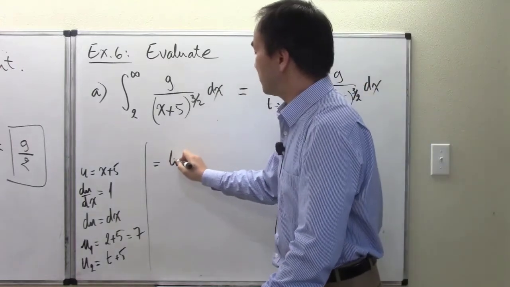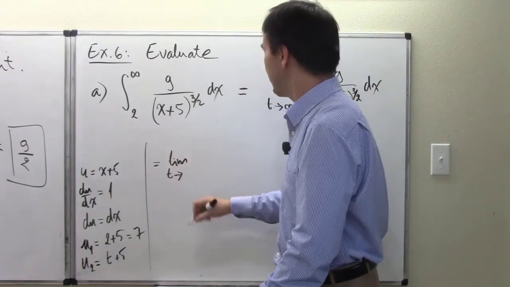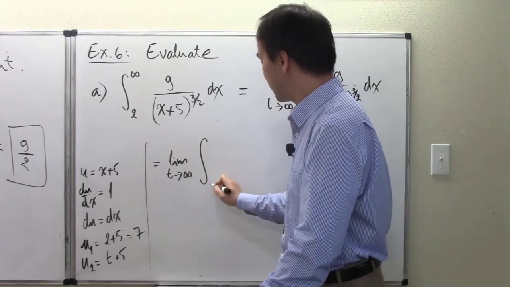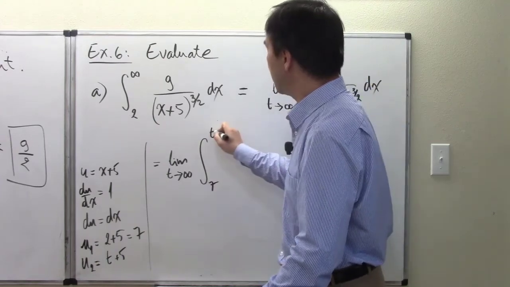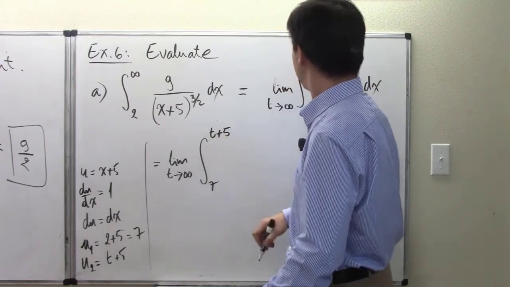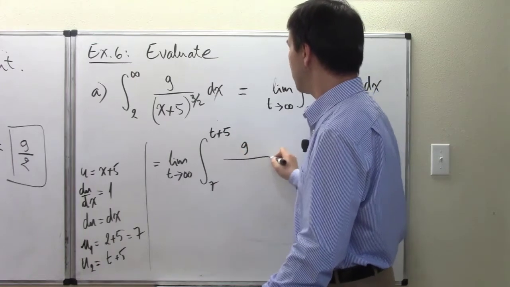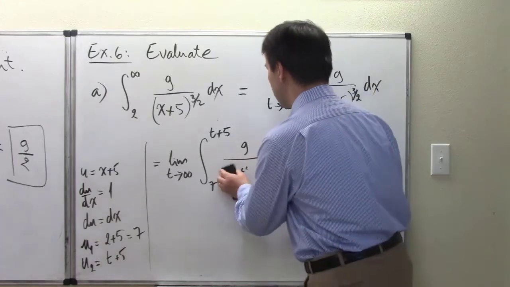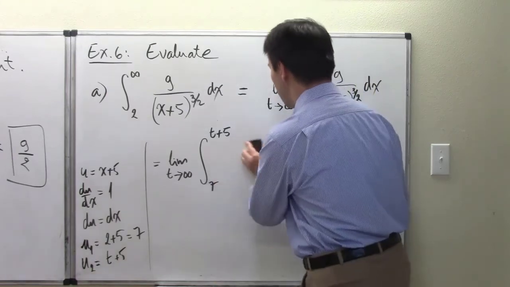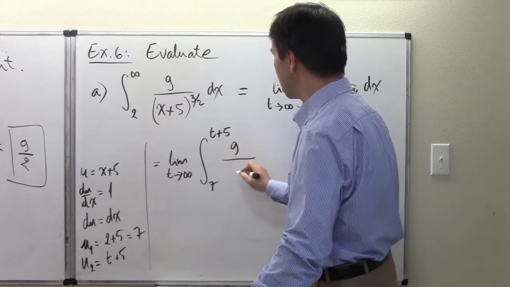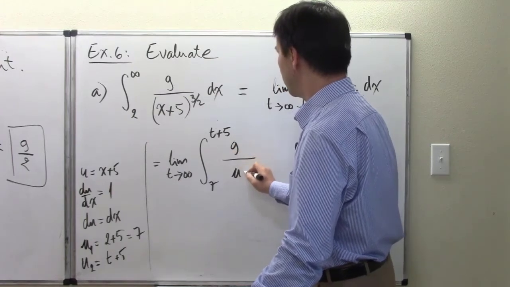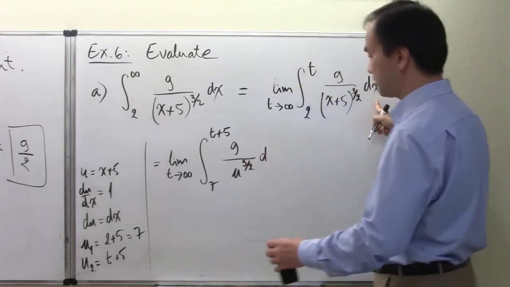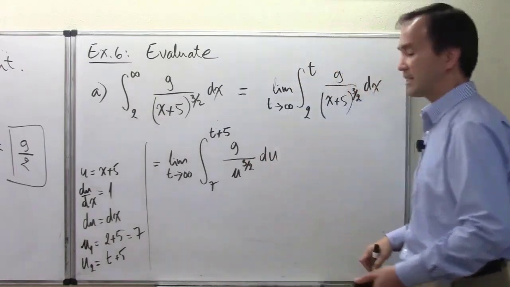So it's a limit problem, of course, as t approaches positive infinity. Now the low limit becomes a 7, the up limit is t plus 5. Okay, the 9 did not get a substitution, so I'm leaving it there. x plus 5 is now substituted by a u, so my expression has become significantly shortened. So it's u to the 3/2 power. And then dx is substituted by a du. So that's how the problem becomes.